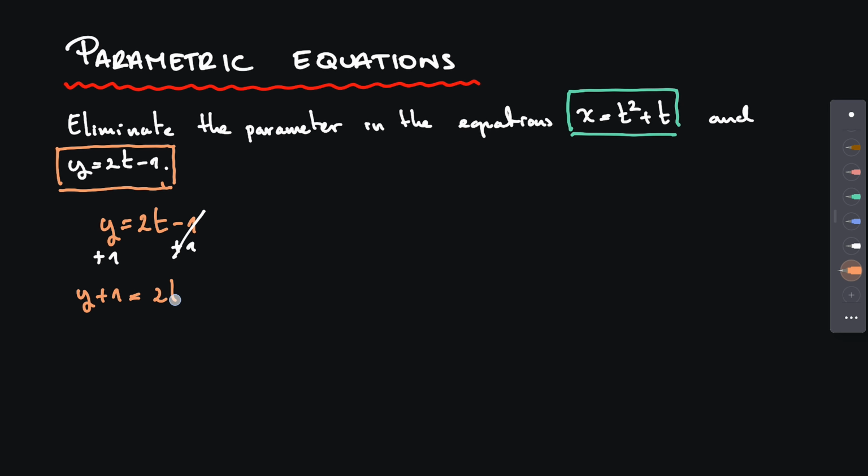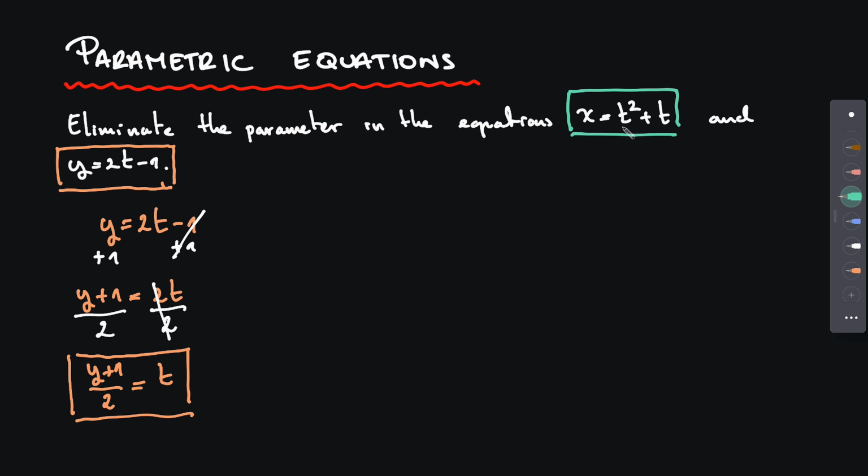equal to 2t, right? And now that we are multiplying that t by 2, we need to divide on both sides by 2, right? So these two are gone. And we get as a result y plus 1 over 2 equal to t. This is t isolated in the easiest of them two. Okay, now we're going to take this value and plug it into this one.